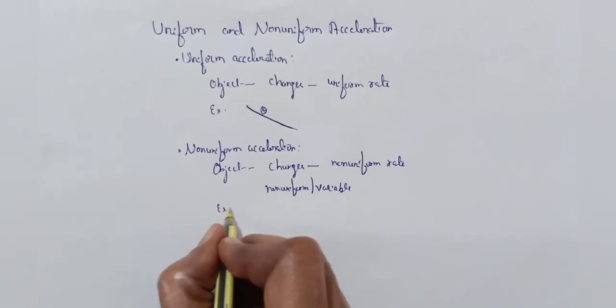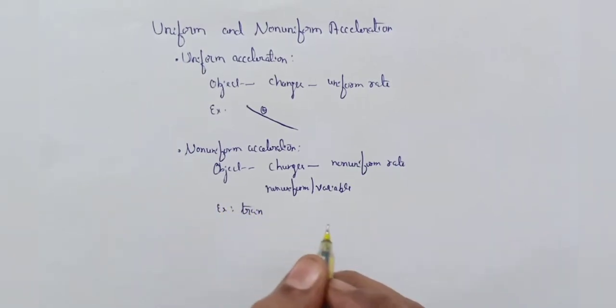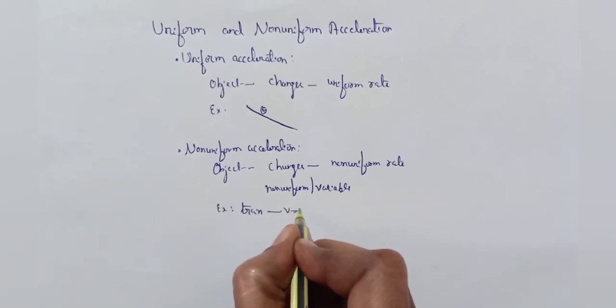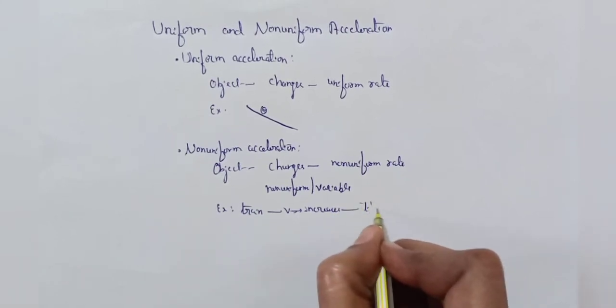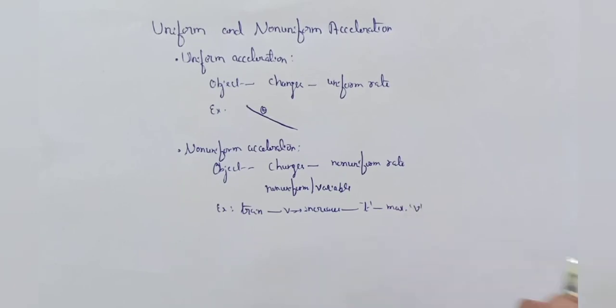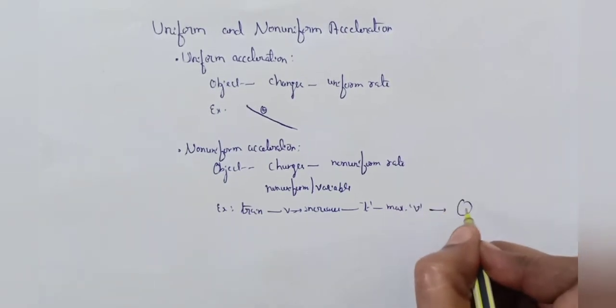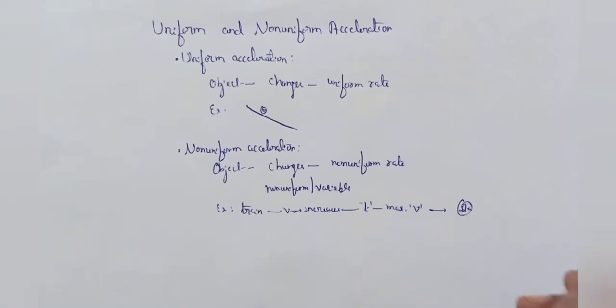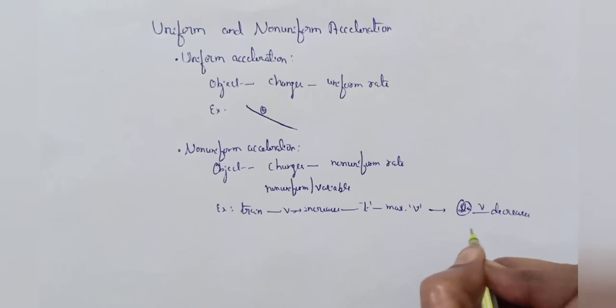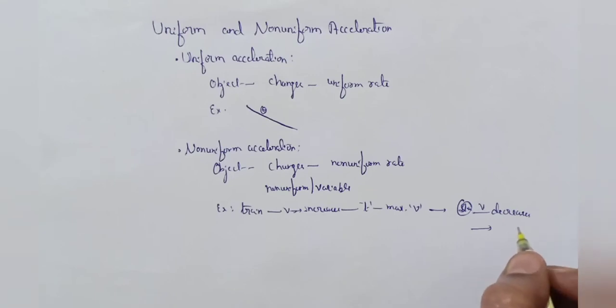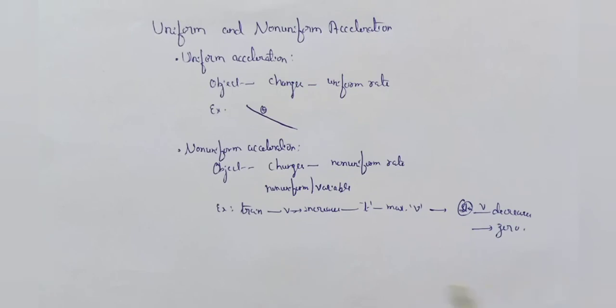Example, when a train leaves the station, its velocity increases slowly, and after some time it attains maximum velocity. And as it approaches another station, its velocity decreases. And finally it comes to rest. It means the velocity becomes 0. So the motion of the train along its journey is an example of non-uniform acceleration.